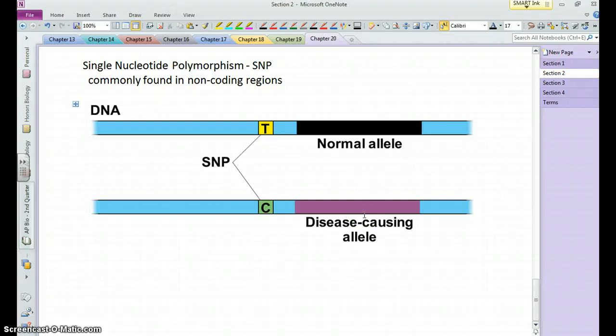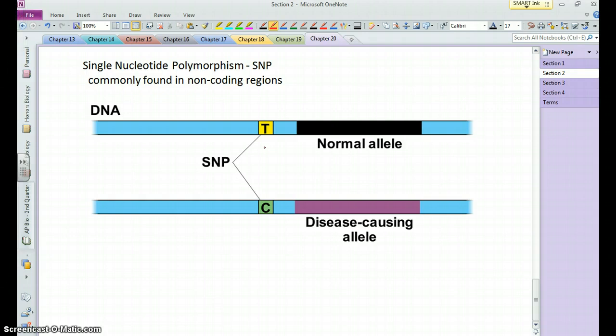Okay, I think we may have gotten cut off in the previous video, somewhere around here, where I was talking about these single nucleotide polymorphisms. The point I was trying to make is that these are particular spots in the human genome, or any genome for that matter, where there's a lot of variation in that single base, that single nucleotide.